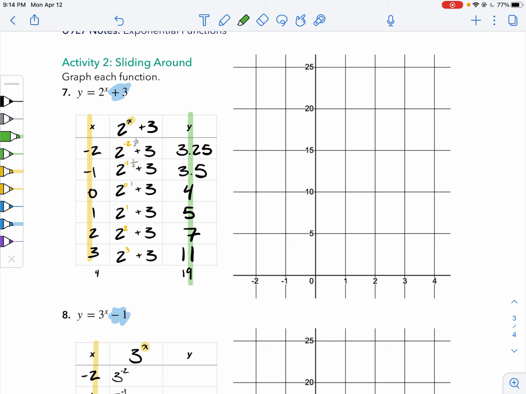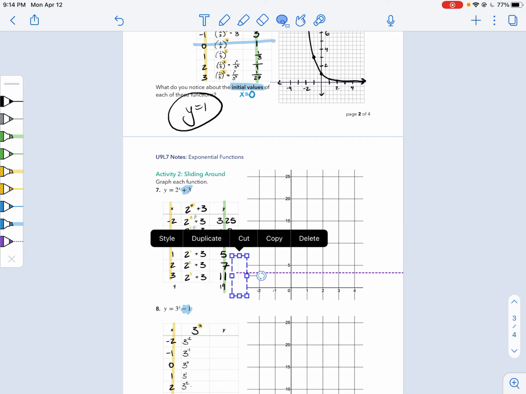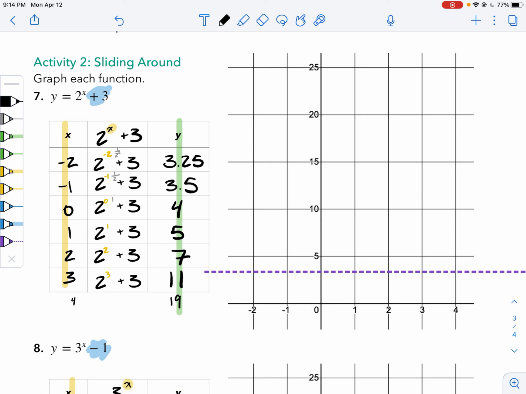But where's our asymptote this time? Our asymptote is at y equals 3. Okay. Back to up 3.25. 3.5. Yep. 4. Nice. Over 1 up 5. Over 2 up 7 is there-ish. 11 is there-ish. 19 is up here. Cool. Hey, we've got our points. Connect them.